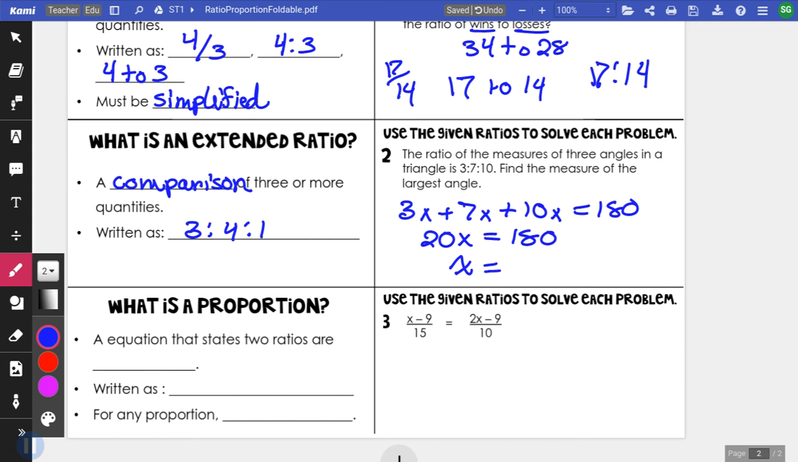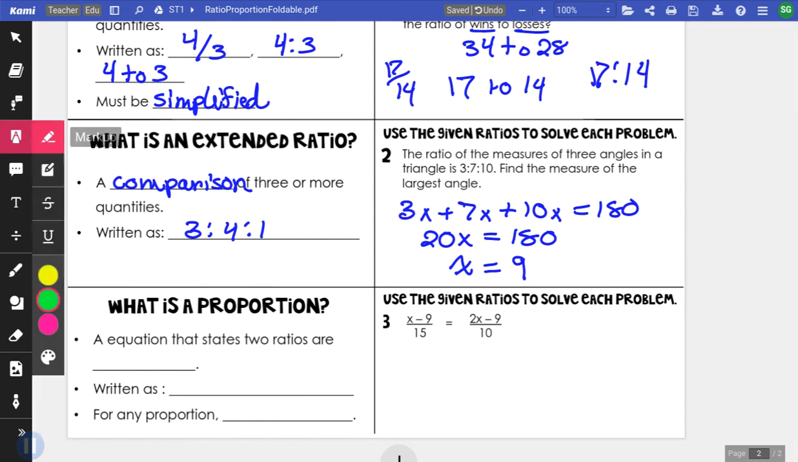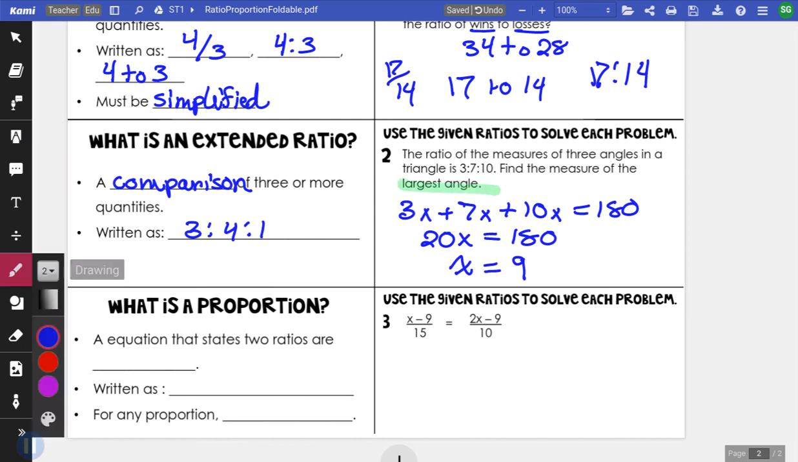So x equals 9. So all of these angles are multiplied by 9. So then our smallest angle is going to be 27, 3 times 9. Our middle angle is going to be 63, 7 times 9. But it's asking for the measure of the largest angle, and that's 10 times 9, so 90 degrees. So this happened to be a right triangle.